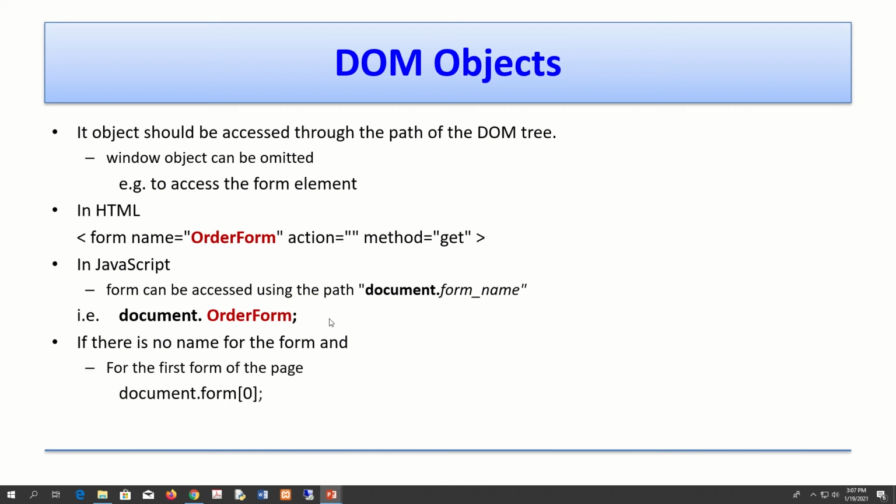In that case, inside the web page they can have more than one form, right? So if it is the first form, we can say document.forms[0]. If it is the second form, you can say document.forms[1]. So this indexing starts from 0. If it is the first form, we call it form 0, and if it is the second form, we call it form 1. Likewise, a form can be accessed using the document object.